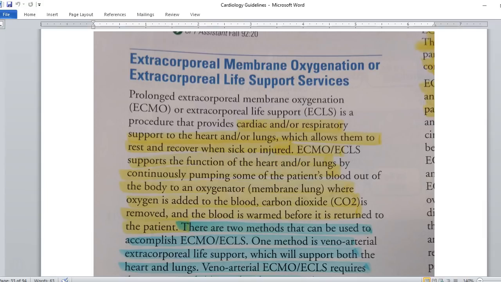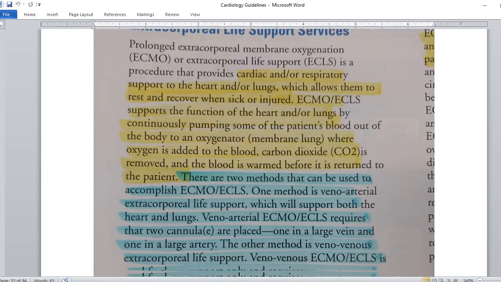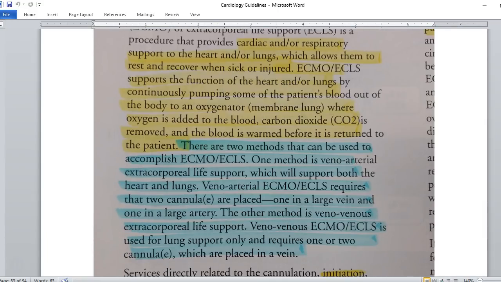ECMO and ECLS support the function of the heart and or lungs by continuously pumping some of the patient's blood out of the body to an oxygenator, which is the membrane lung, where oxygen is added to the blood, carbon dioxide is removed, the blood is warmed before it returns to the patient. Okay, so again, very similar to cardiopulmonary bypass, but this is different. Okay. This is something that's a little more permanent, meaning the patient will not just be on it during a surgery. They might be on it for a couple of days, a couple of weeks, or even a couple of months.